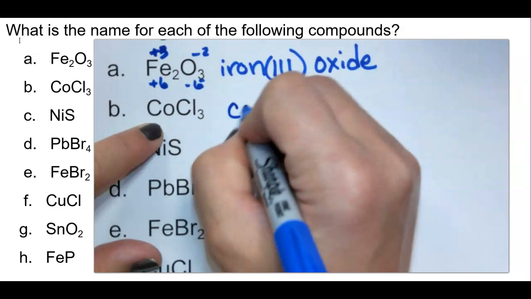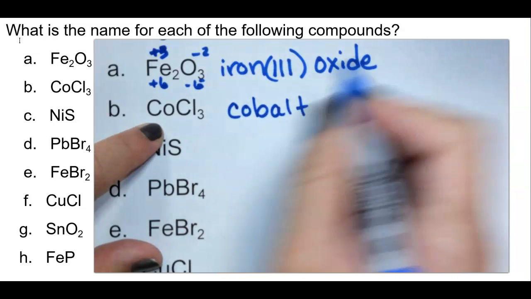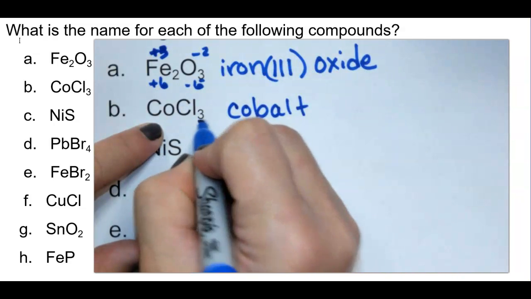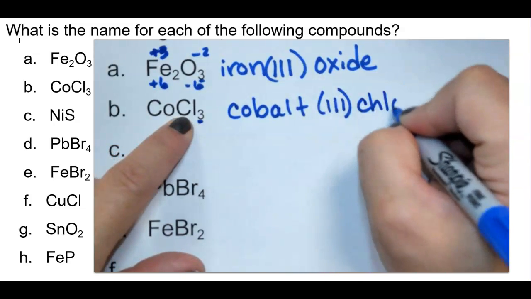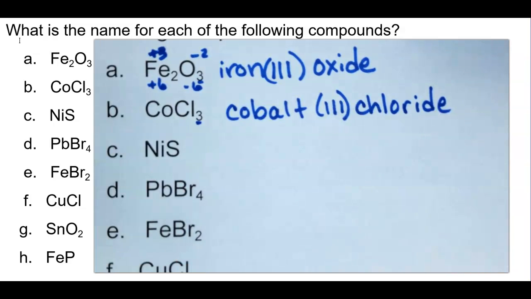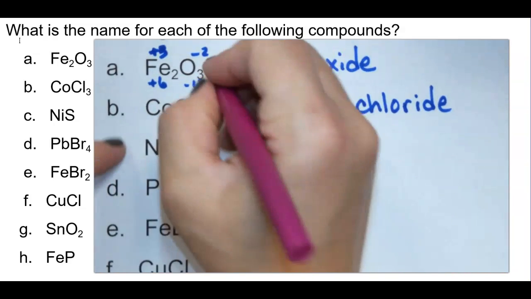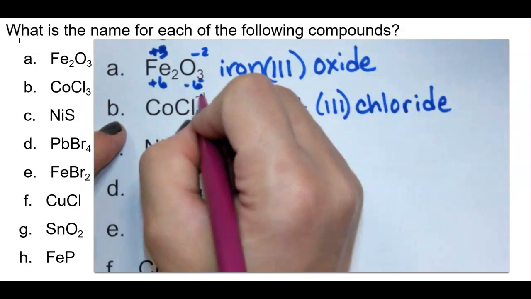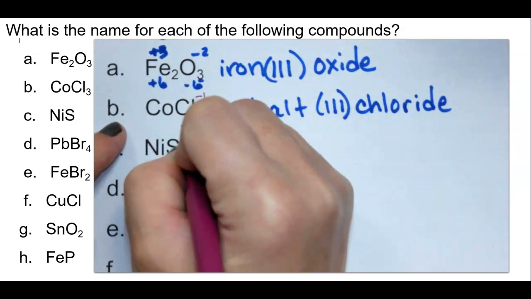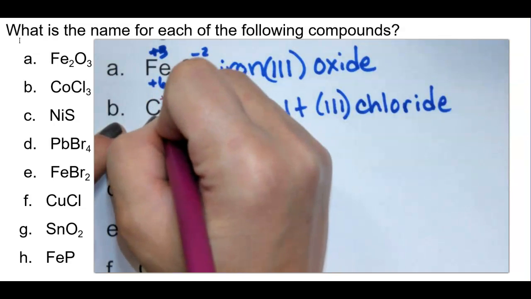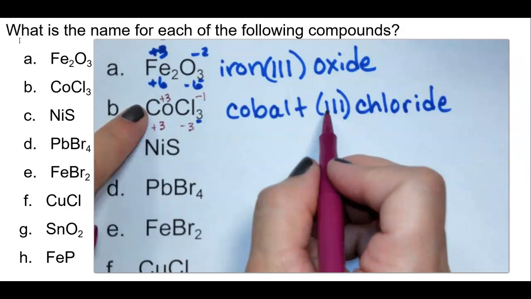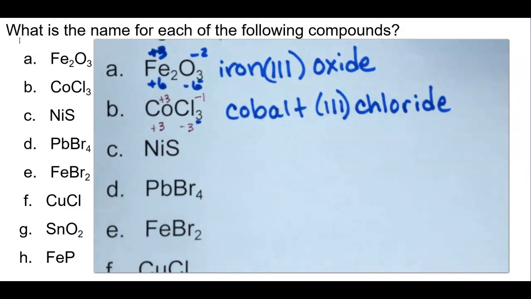Here we have cobalt, and then I'll look there, and it's Roman numeral 3, and then that's chloride. Again, if we use the box method, we can see that the chloride has a -1 charge, which gives me an overall -3, so this must be a +3, and since there's only one, then it has a +3 charge, which makes it cobalt Roman numeral 3.